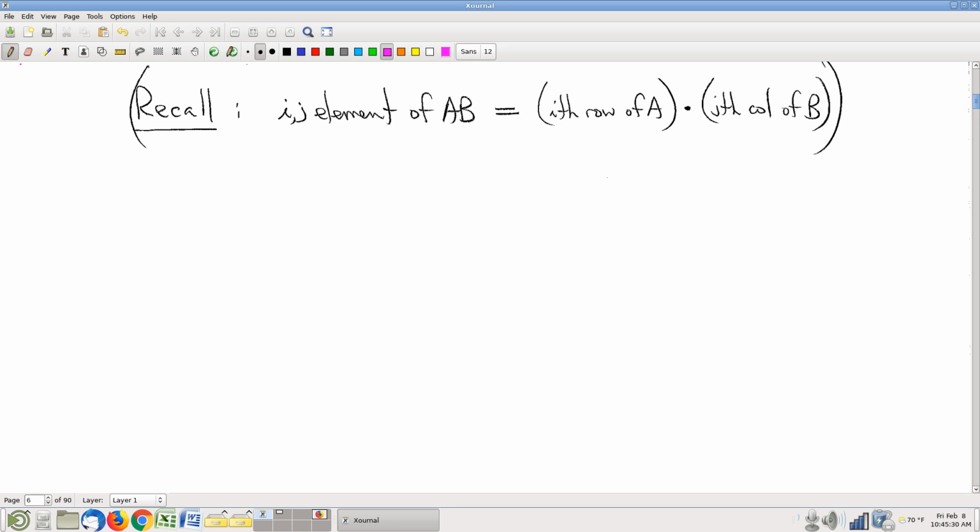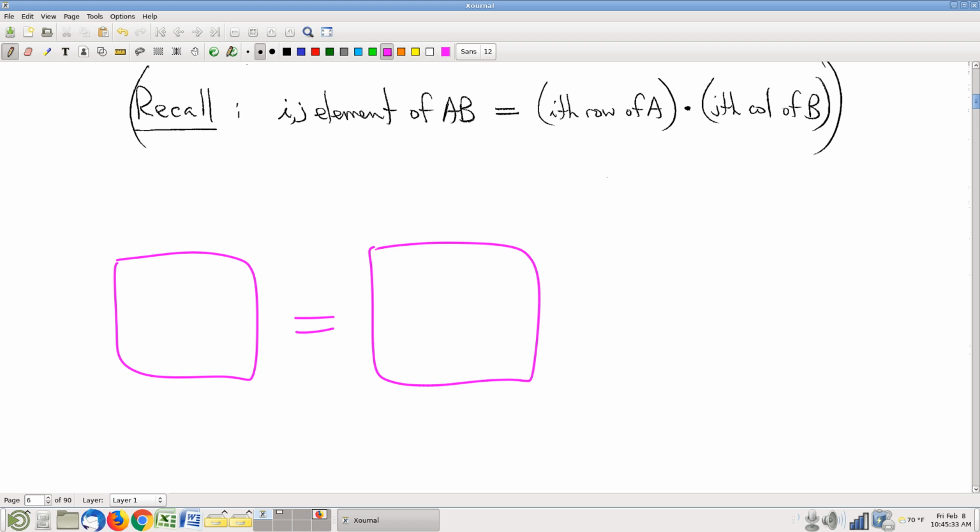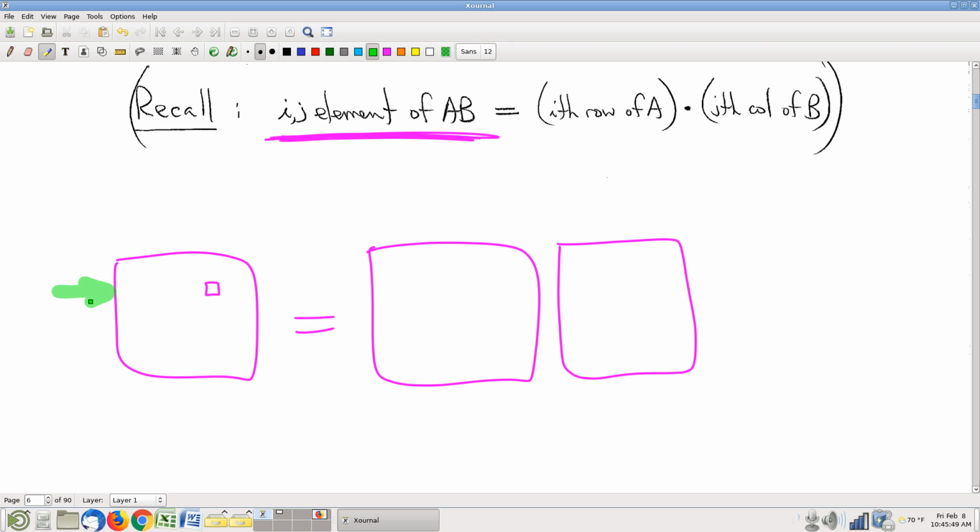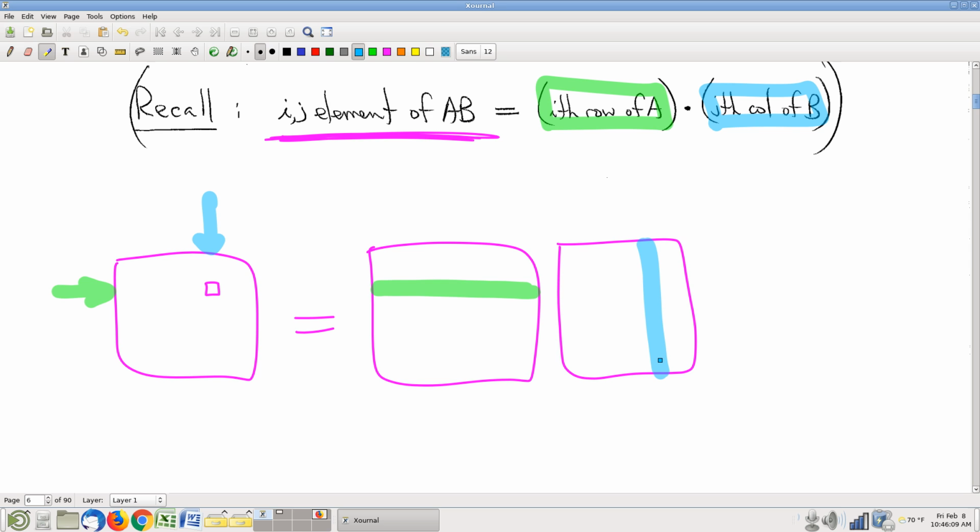So here's the formula. If you have a matrix that's the product of two other matrices, and you want to compute an individual element of that matrix, here is the formula. I'm going to compute that AB element. You identify what row that element is in, and you take the corresponding row of the left matrix. You identify what column that element is in, and you look at the corresponding column of the right matrix. And then you take these two identified vectors and you do their dot product. That's the formula.